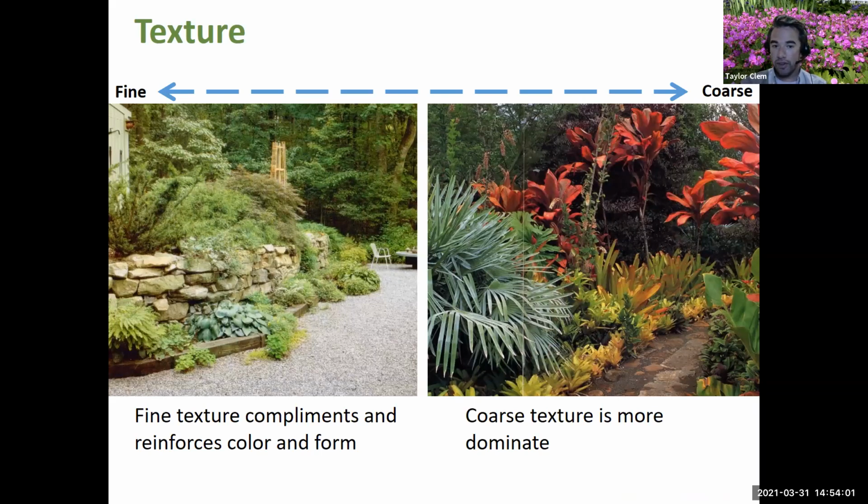On the left, we see some fine texture plants that complement and reinforce color and form. On the left image, you see a lot of fine texture plant material. Look how soft those grasses are. There's some Japanese maples in there. There's a couple of a little bit more coarse plants.